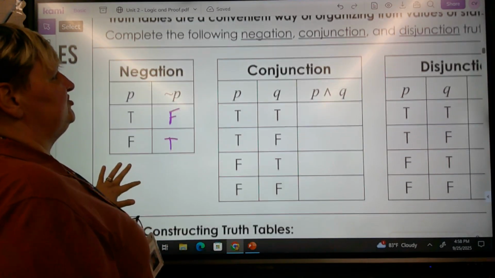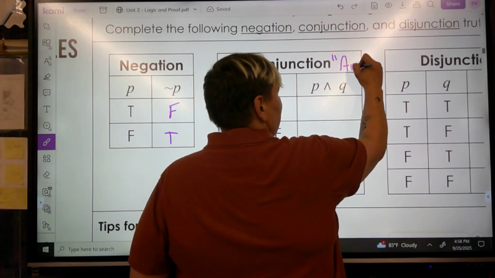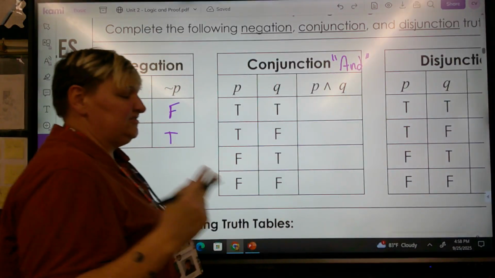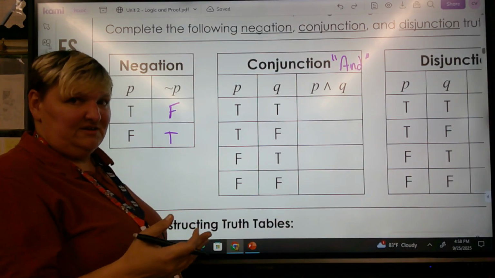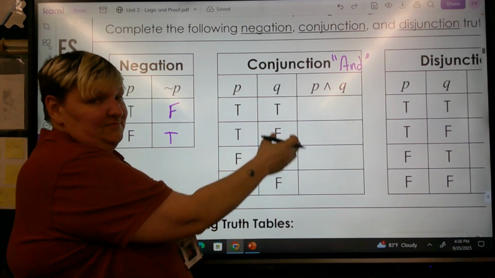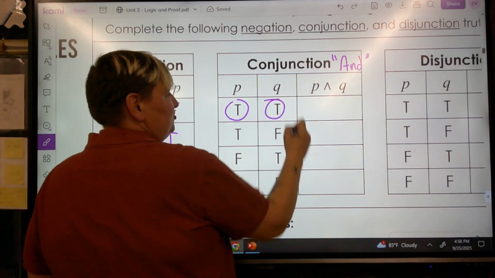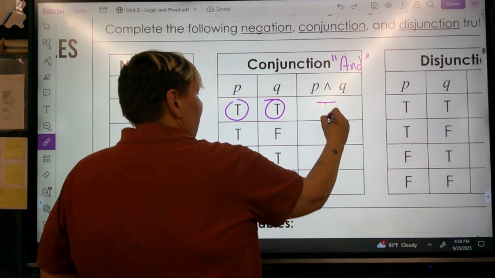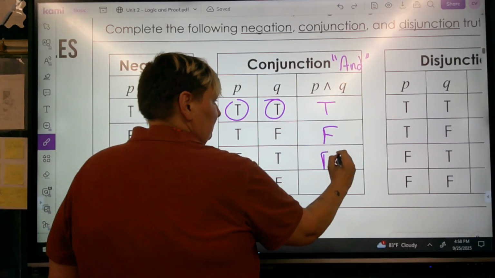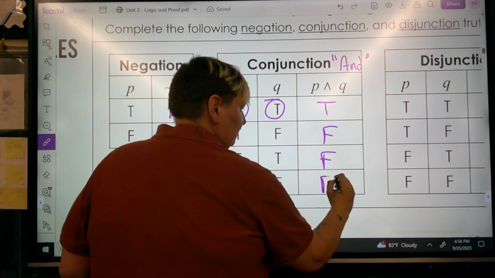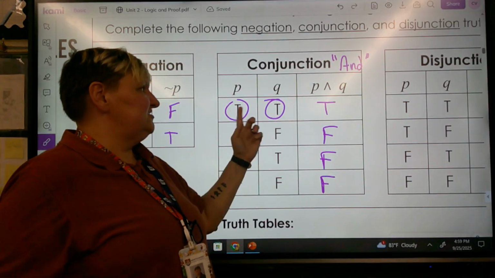All right, then we have conjunction, which is our and statements. Right? And remember, to be a true compound statement, when it's an and statement, they both have to be true. They both have to be true to be true. And if they're not both true, then it's false. The only way to be true on an and statement is if both are true.